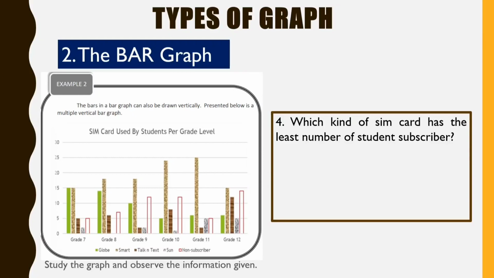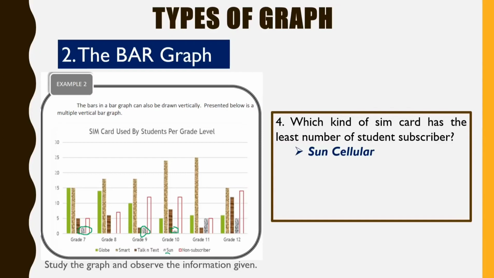Question number 4, what kind of SIM card has the least number of student subscribers? Well, looking at our graph, for grade 7, it is this SIM. For grade 8, there's none. So obviously it is the gray SIM card, and the gray SIM card, basing on the legend, is Sun Cellular.